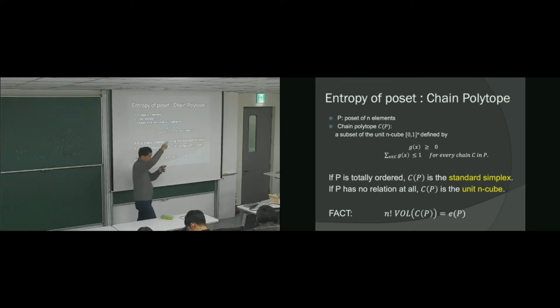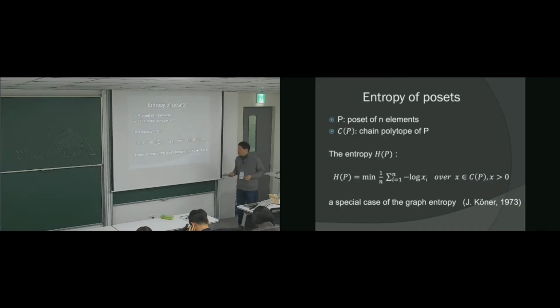It's this in 2 dimensions. This is the standard simplex. 3 dimensions, you can guess. I cannot draw, and something like that. You can at least imagine this one. Anyway, so we can define the chain polytope for every poset.